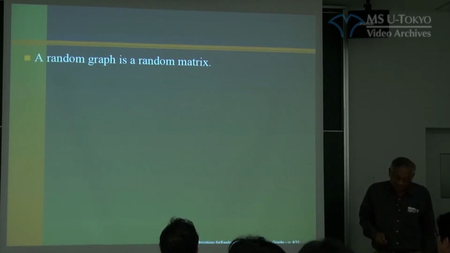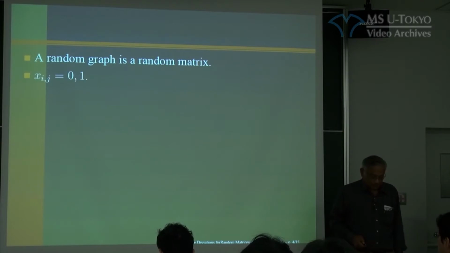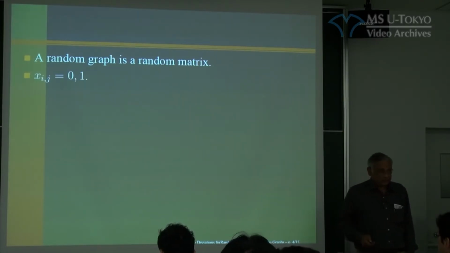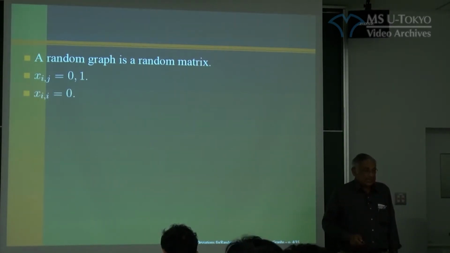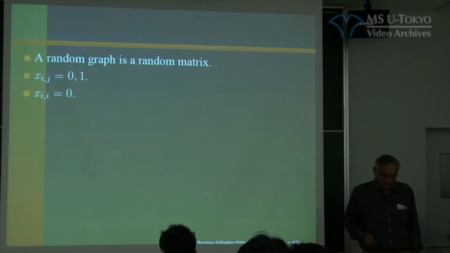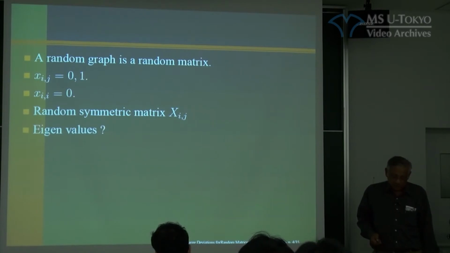A random graph can be thought of as a random matrix. Each entry in the matrix is 0 or 1, and the diagonal entries are 0. It is a symmetric matrix and that represents a random graph. So you can think of it as a random symmetric matrix X_ij of zeros and ones, and this random matrix will have eigenvalues.